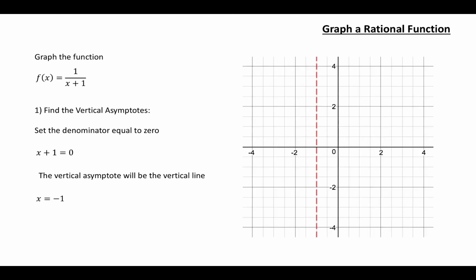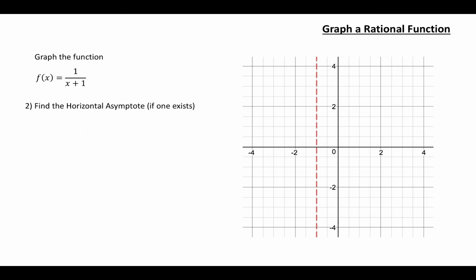We do this by setting the denominator equal to 0. So we will set x plus 1 equal to 0. When we solve for x, we find that the vertical asymptote will be the vertical line x equals negative 1. So we will graph the vertical line x equals negative 1 with a dashed line to indicate the location of the vertical asymptote. Next, we should find the horizontal asymptote if one exists.